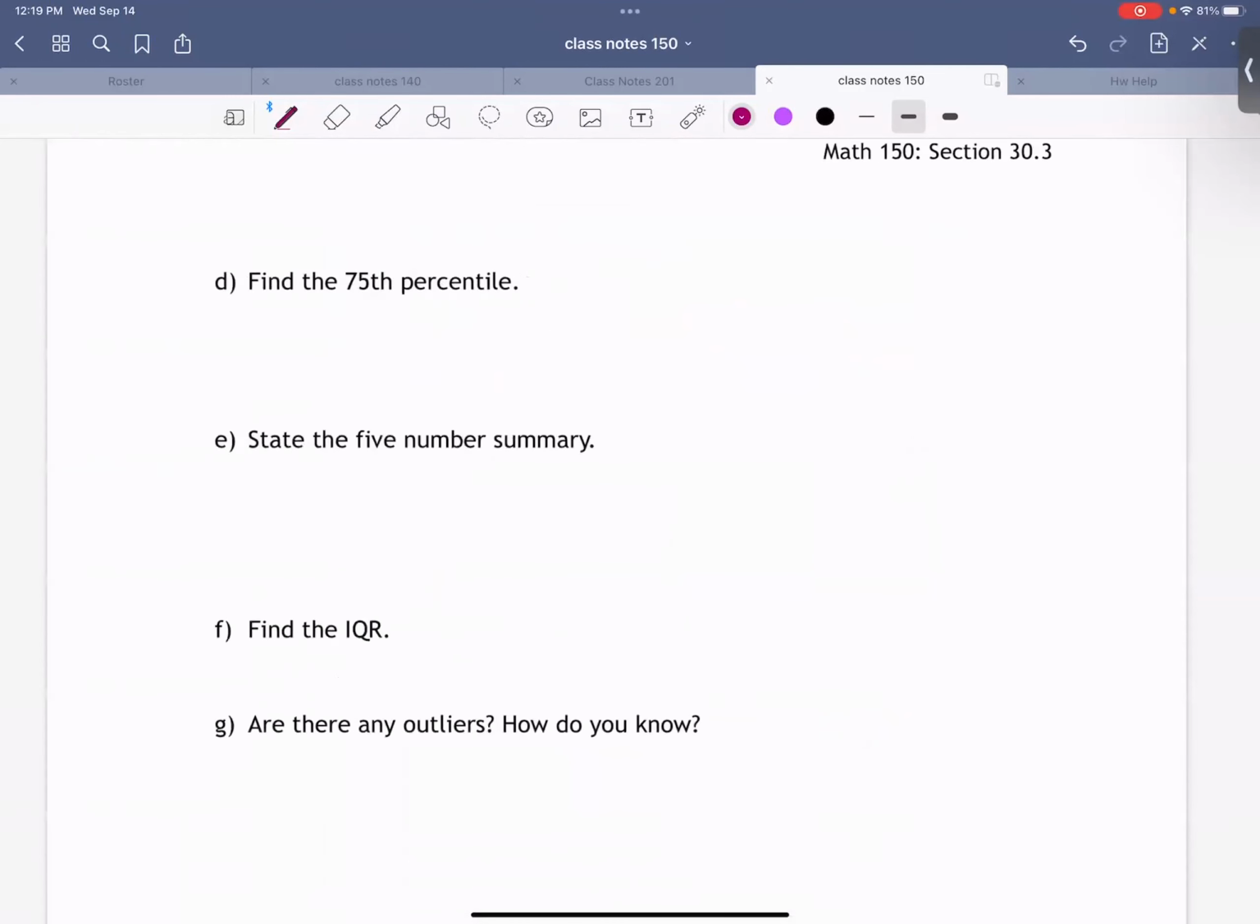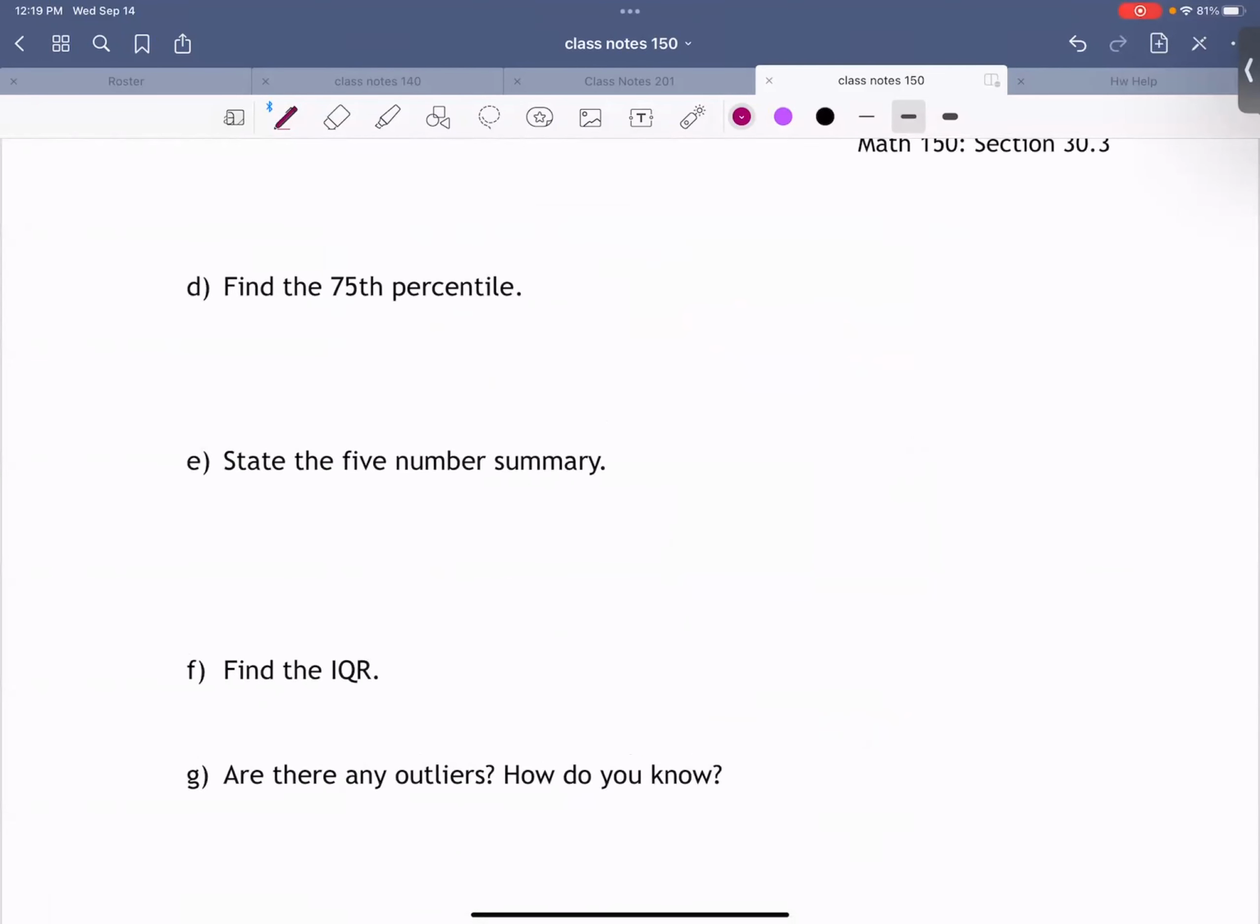Going to the next page, we can find the 75th percentile in the same way, right? So 0.75 times 9. When I do that, I think I get 6.75, which rounds up to 7, right? And our seventh number is 26. Okay. Part E asked me to find the 5-number summary.